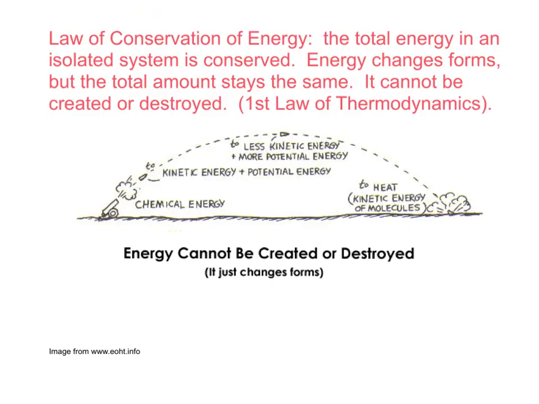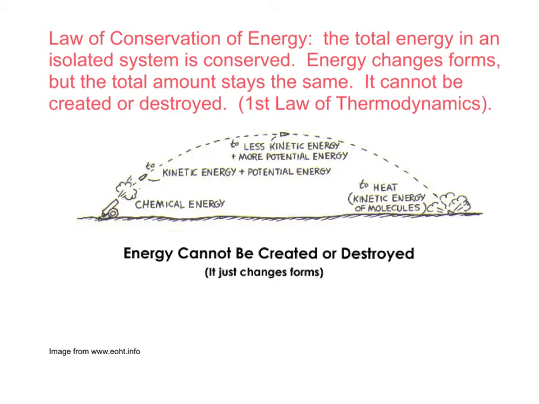So the next law is the law of conservation of energy. It states the total energy in an isolated system is conserved. Energy changes forms, but the total amount stays the same. It cannot be created or destroyed. That's the first law of thermodynamics. So looking at the graphic we have here, and this is kind of a review, I think, of some concepts you already covered in physics, but if you fired a cannon, there's some chemical potential energy released when that gunpowder or whatever the explosive is goes off.